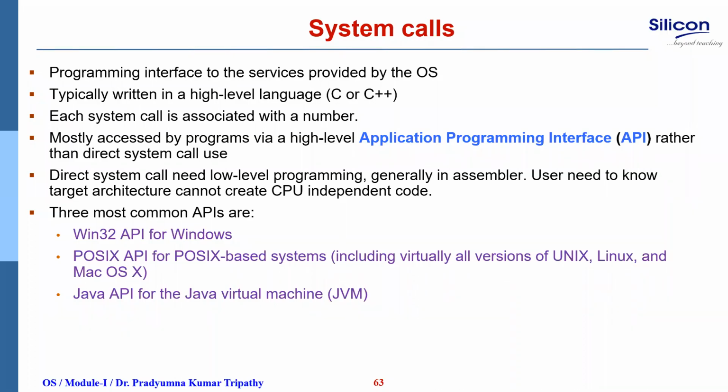Correct? Some of the most common APIs we use: the Windows 32 API for Windows, the POSIX API for POSIX based systems, and the Java API for JVM. These are generally used as APIs. Mostly you must be knowing about the Java virtual machine, correct?